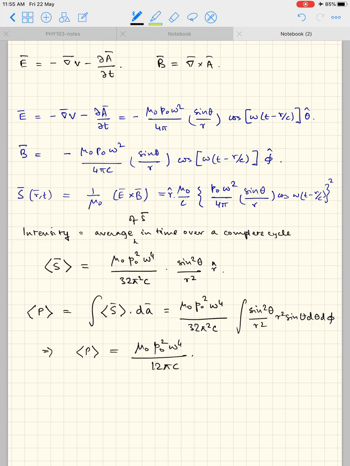So this is a lot of formulae. I wanted to emphasize something at the end that you should take home from this. Notice that the formula for P has an omega to the power 4 dependence. So there is a very strong frequency dependence of this power formula. Interestingly enough, this is what accounts for the blueness of the sky.